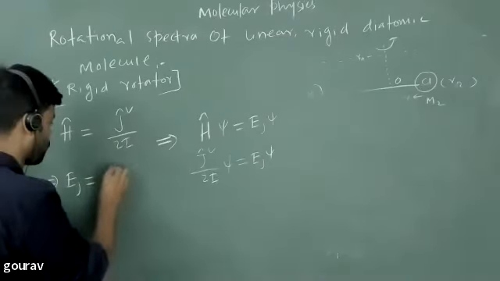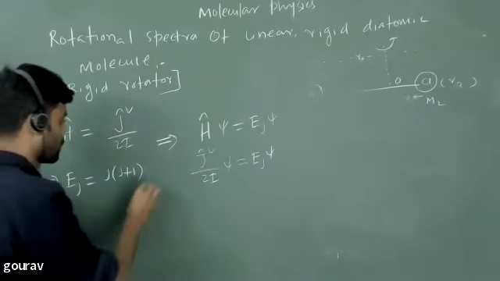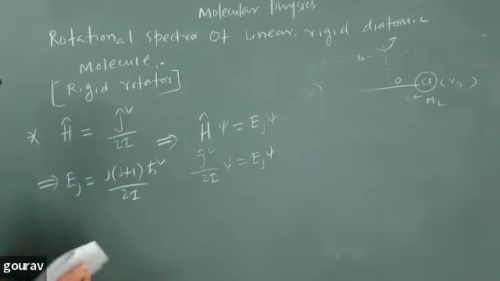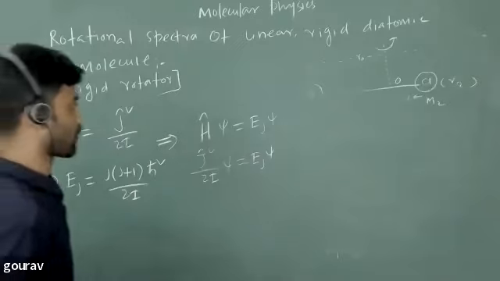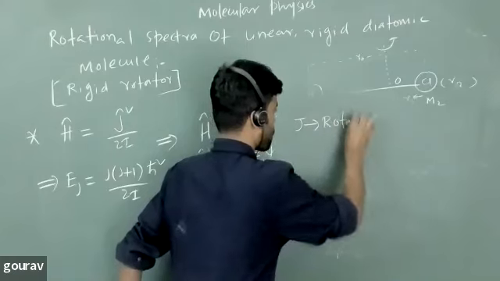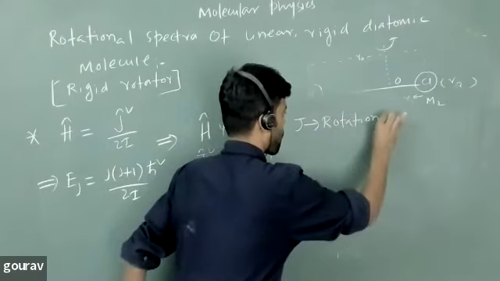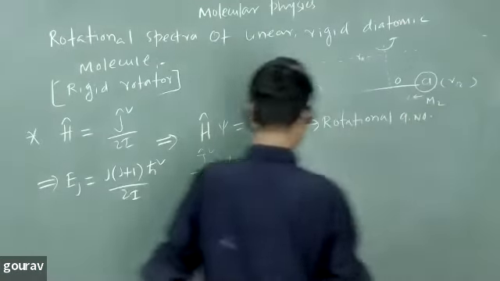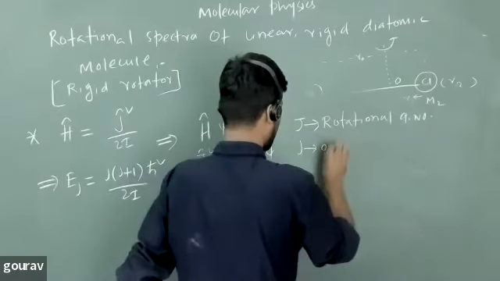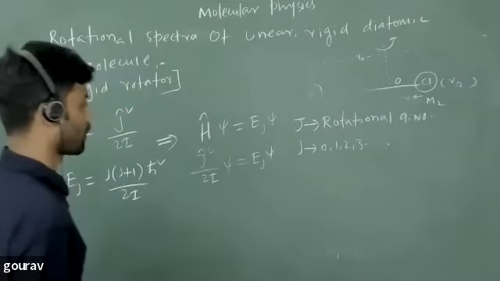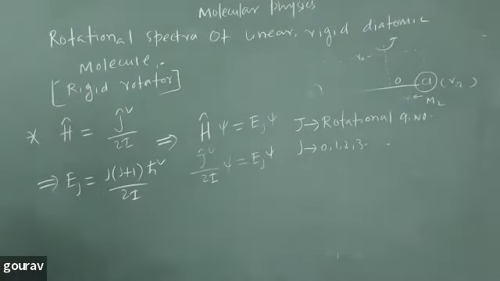So it will be J into J plus 1 h cross square divided by 2I. Here J is the rotational quantum number, and J can take values 0, 1, 2, 3 and so on. So this is your rotational energy.